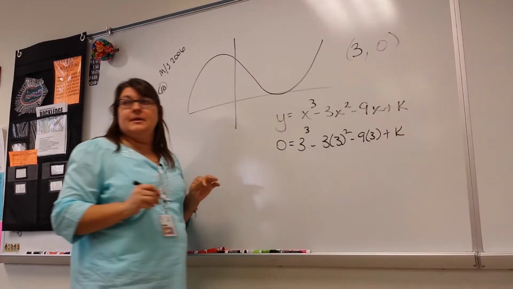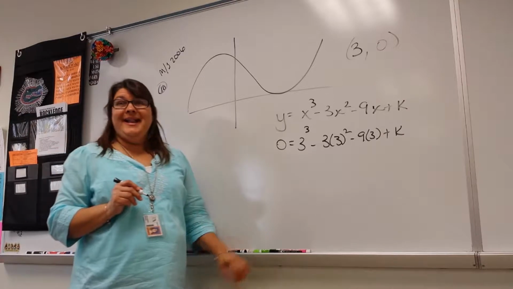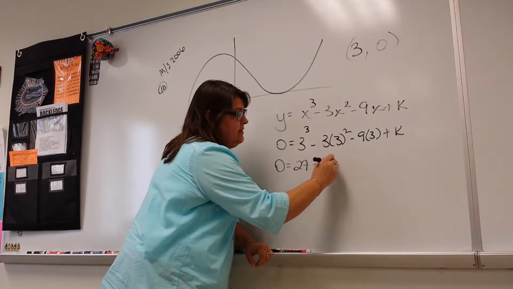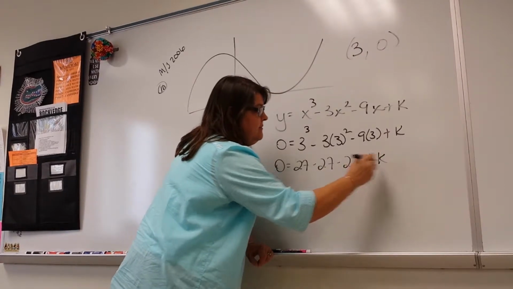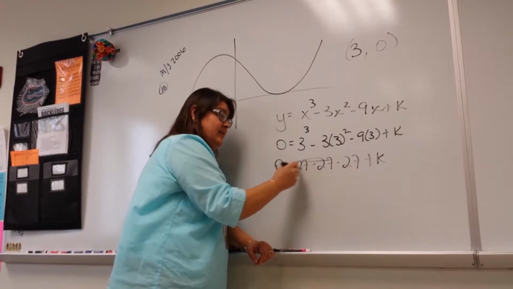Lots of 3 stuff going on. 27 minus 27 minus 27 plus k. Cool. K equals 27, because these 27s cancel each other out.